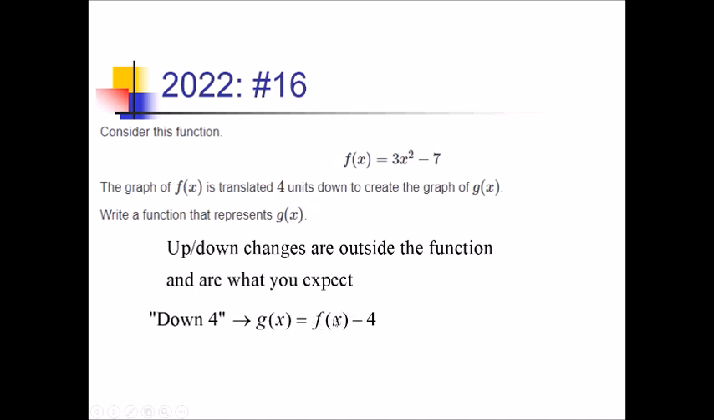Now, they probably want something a little bit more clear than this. I'm not sure that this would be accepted, even though we've already defined what f of x is. Maybe they want you to simplify it. So I can go a little bit further and replace f of x with 3x squared minus 7. And I can then combine the -7 and -4 to get a simplified function for g of 3x squared minus 11.